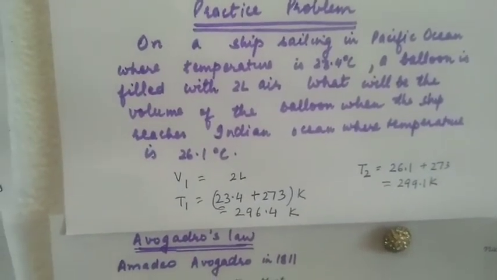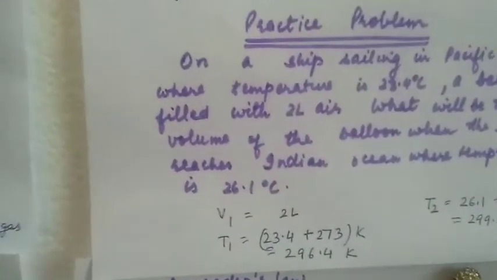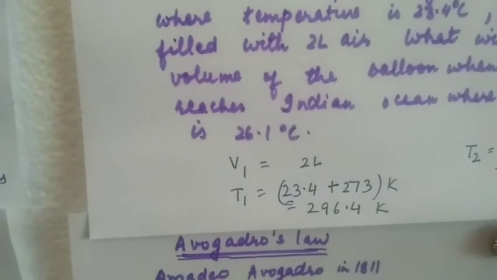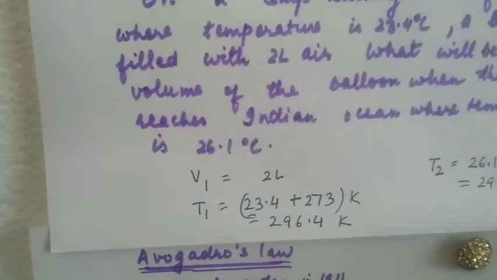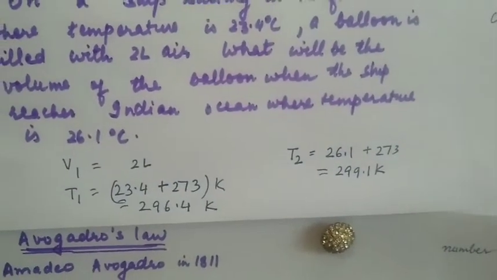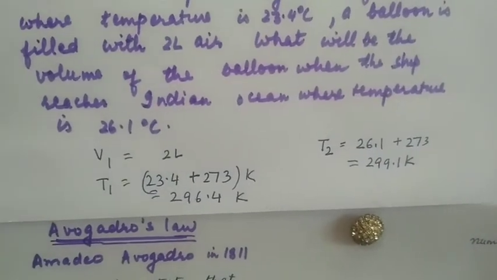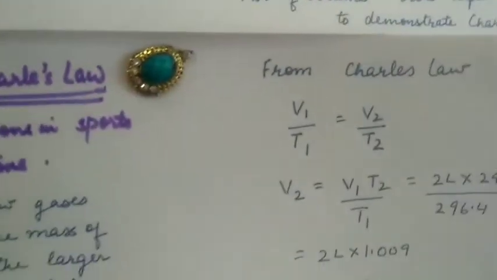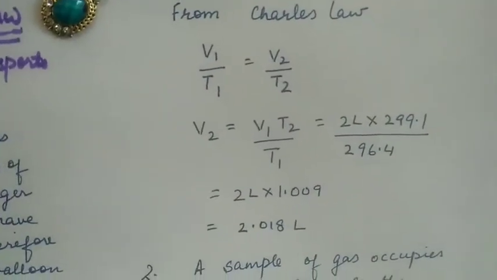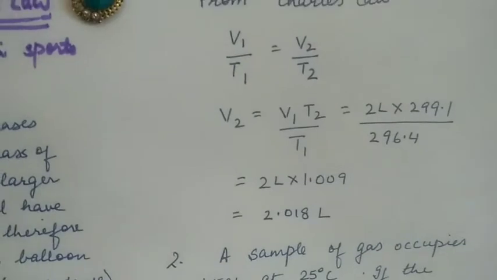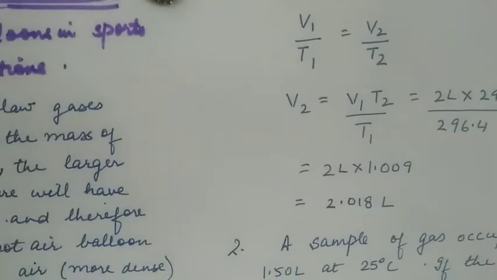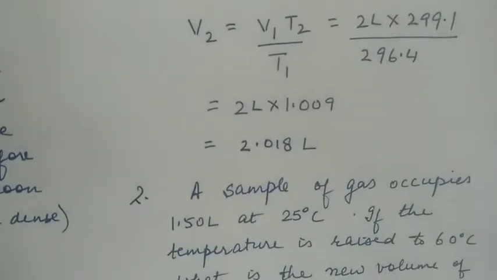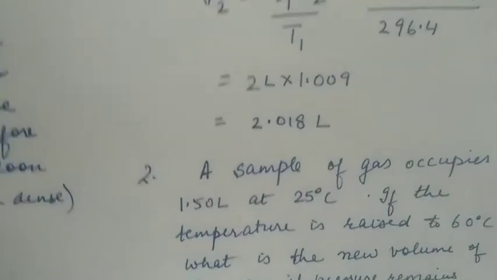So at a temperature 23.4, जिसको केल्विन में हम करेंगे 273 प्लस करके तो 296.4 आ रहा है. तो वॉल्यूम V1 है 2 लीटर्स और T2 299.1, 26.1 प्लस 273, और हमें क्या निकालना है V2. तो हमारे पास चार्ल्स लॉ में फॉर्मूला है V1 अपॉन T1 इक्वल टू V2 अपॉन T2. तो V2 क्या हो जाएगा, V1 इंटू T2 अपॉन T1. Putting the values we calculate, answer is 2.018 liters.